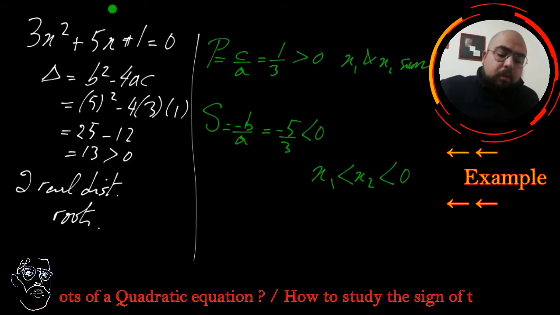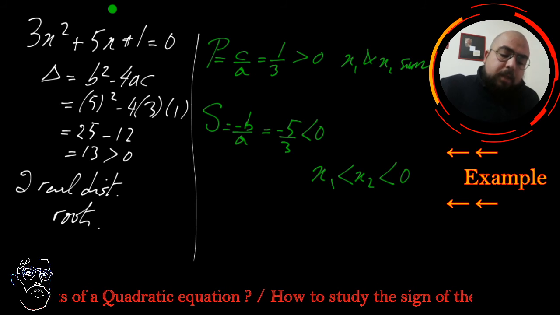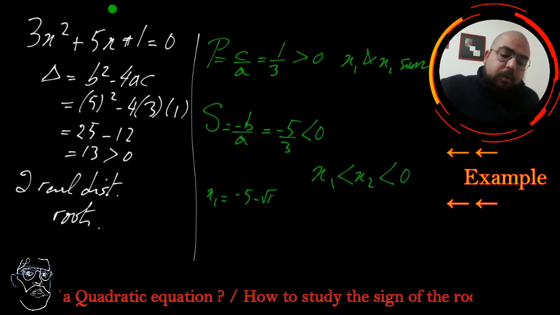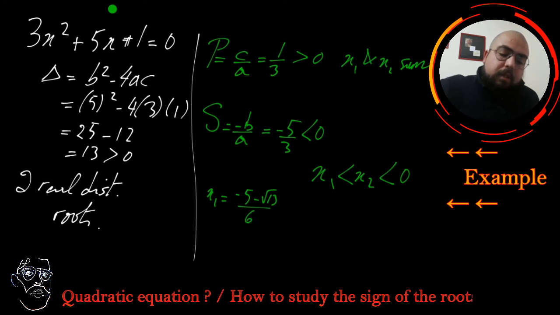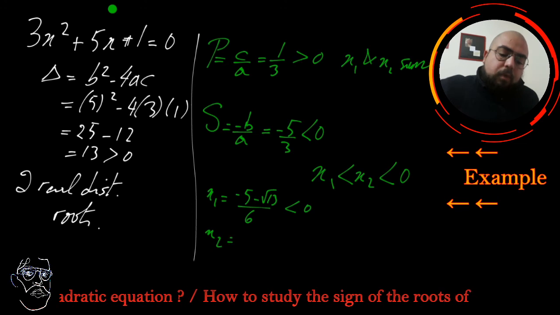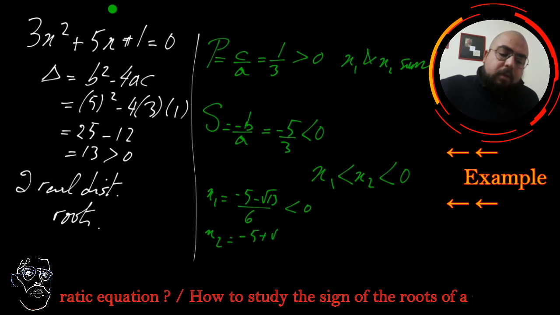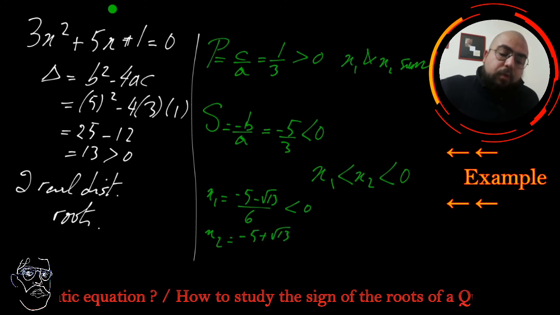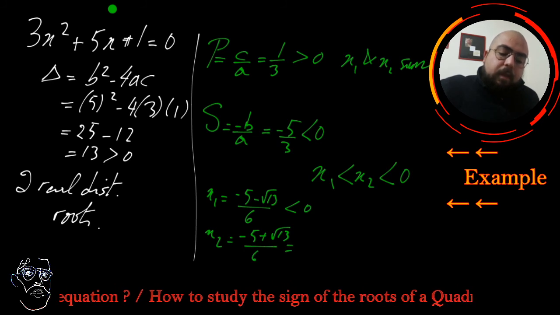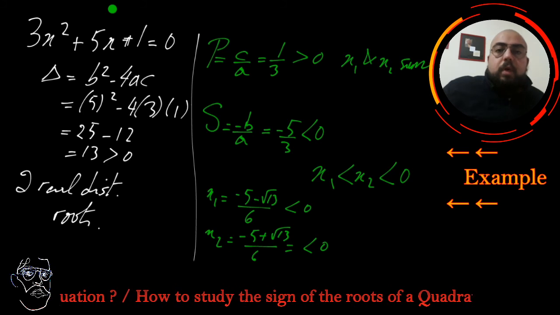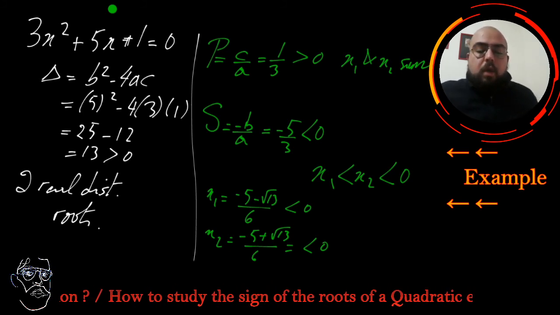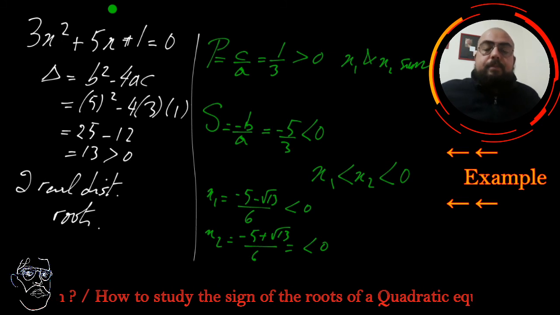If you want, we can check them. Let's say x1 is equal to (minus 5 minus square root of 13) over 6, so it's already negative, and x2 is equal to (minus 5 plus square root of 13) over 6. Again, it's a negative value. All right, so I'm verifying that x1 is smaller than x2 and it's smaller than 0.